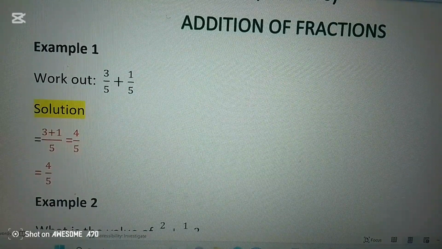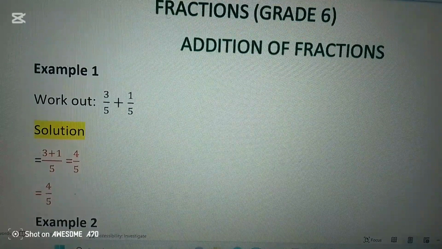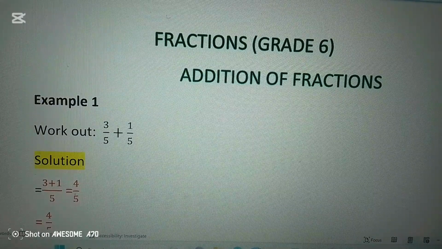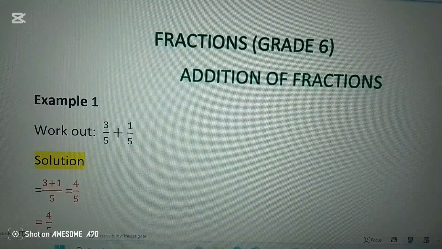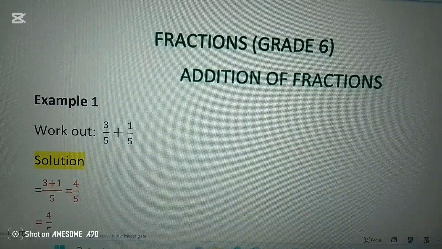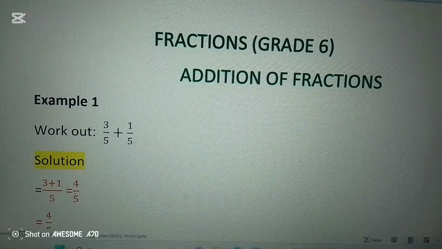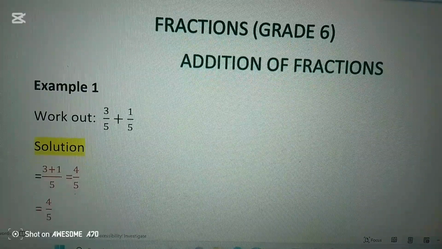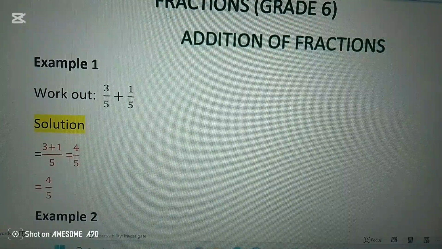It's teacher Omosh, and we are going to look at fractions for grade 6 learners. Today, we are going to focus on addition of fractions. We know that a fraction represents part of a whole. Now, we are going to dive directly into our lesson today.